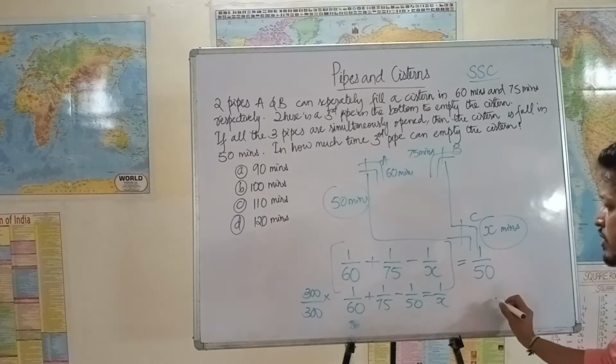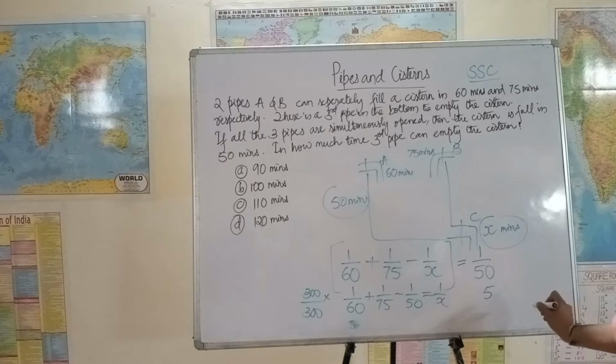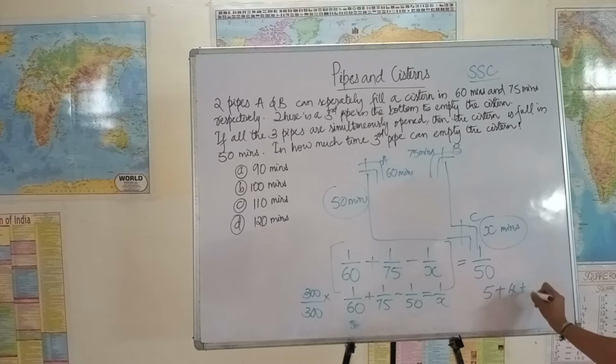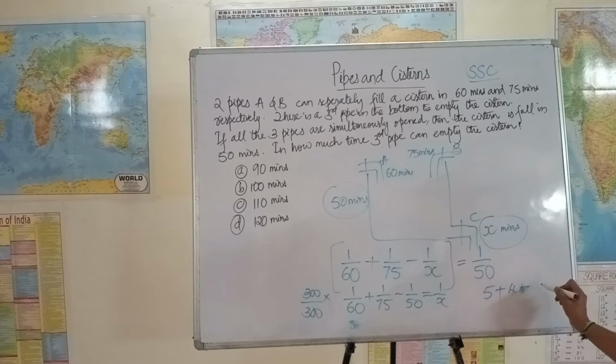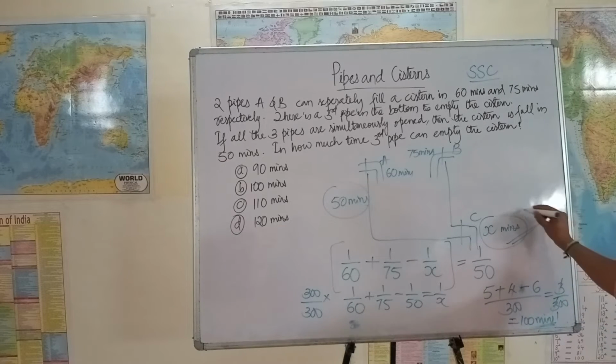When 1 by 60 is multiplied with 300 it becomes 5, when 1 by 75 is multiplied with 300 we get 4, and when 1 by 50 is multiplied with 300 we get 6, and the denominator 300 will remain as is. That is equal to 9 minus 6, which is 3 divided by 300. 3 ones are 3, so 100. So the value of X is 100 minutes.